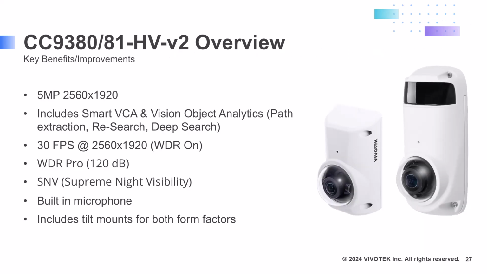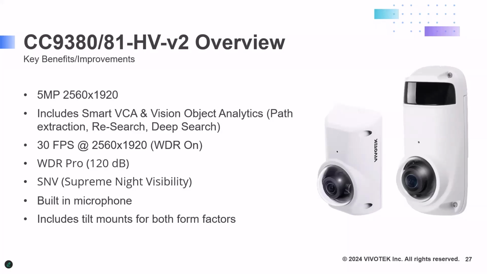The CC9380 and our 81 panoramic cameras are vandal-proof network cameras offering up to 30 frames per second at 5 megapixels. These cameras can deliver a wide 180-degree view, providing complete video security with no dead angles. With WDR Pro and the SNV technology, or Supreme Night Visibility technology, a high-quality full-color surveillance video is still possible in high contrast and low lighting conditions.